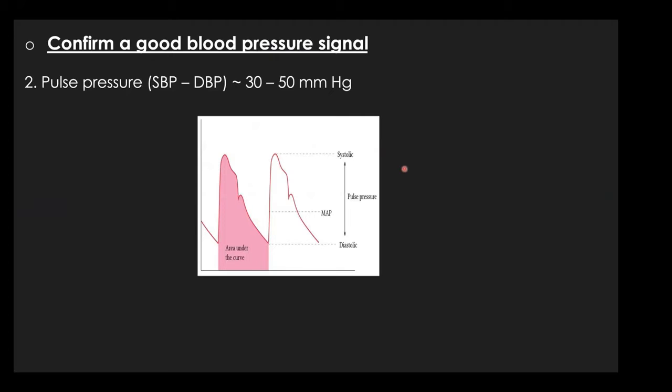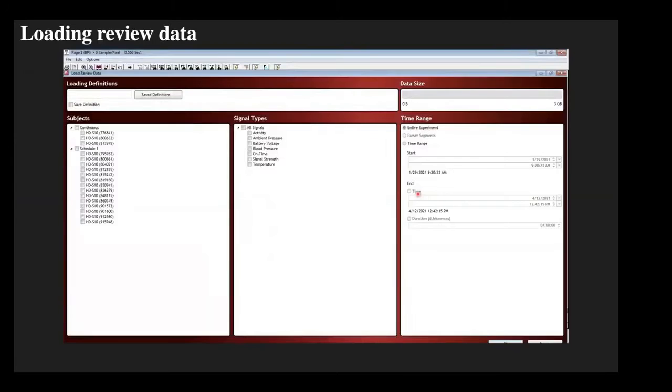Now I'm talking about wild type rats because it has been reported that some kinds of manipulations affect your pulse pressure. Those are not what I'm talking about. I'm just talking about your wild type rats. They should have a pulse pressure between 30 and 50 millimeter mercury. Okay, so your surgery is good. Now you want your data.